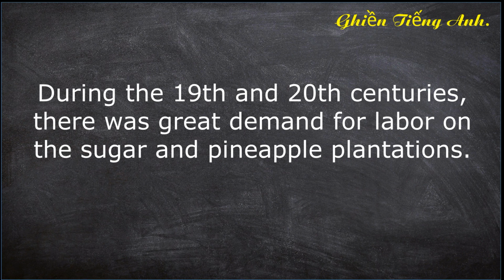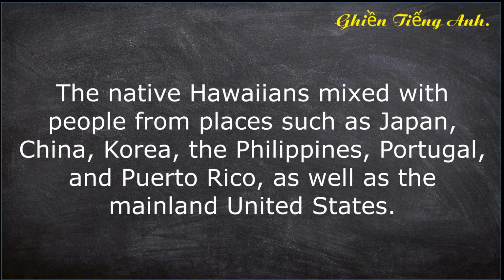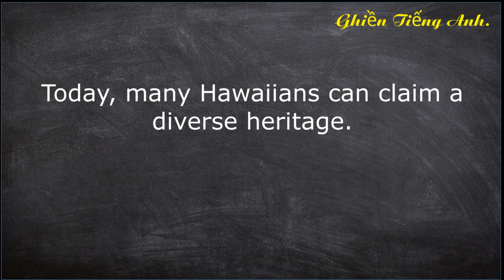During the 19th and 20th centuries, there was great demand for labor on the sugar and pineapple plantations. People came to Hawaii from many lands, and Hawaii became a place of many cultures. The native Hawaiians mixed with people from places such as Japan, China, Korea, the Philippines, Portugal, and Puerto Rico, as well as the mainland United States. Today, many Hawaiians can claim a diverse heritage.